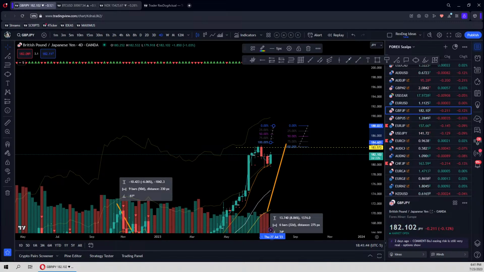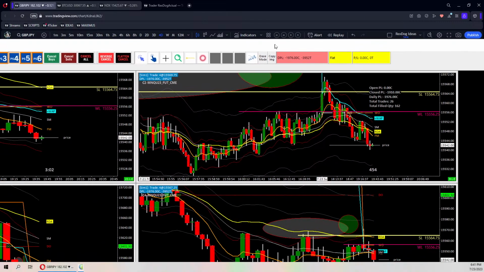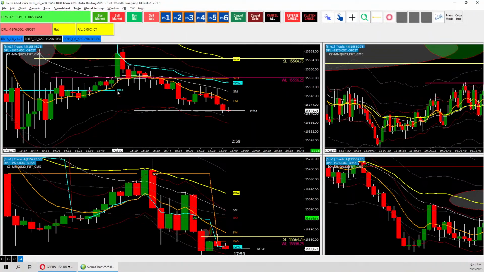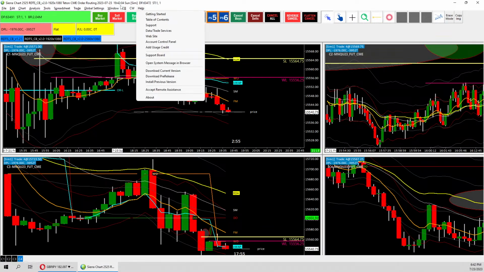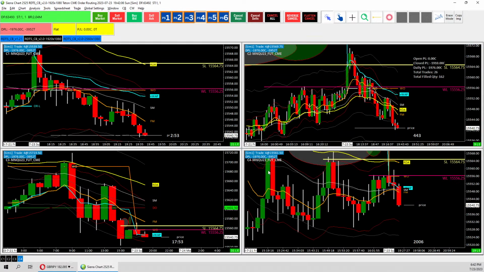One of the things we're working on is Sierra Chart. We're getting our Sierra Chart book up and running. I guess I can show that here. So I'll share what our chart book currently looks like. So this is our current chart book right now. Let's go back to window and let's align this.